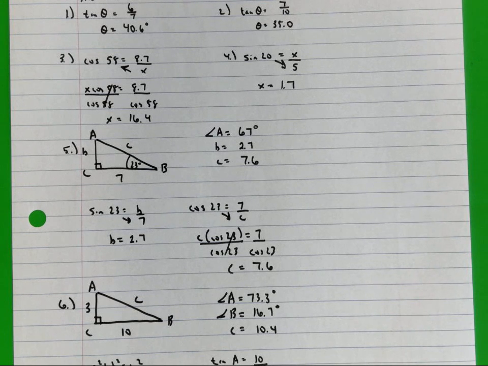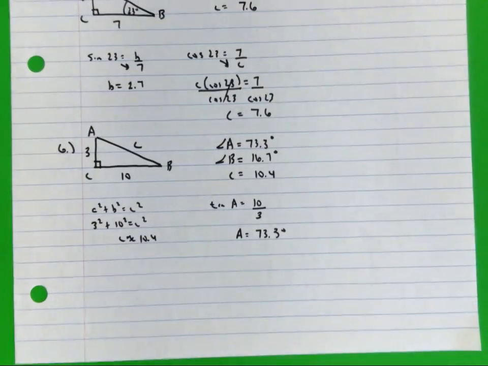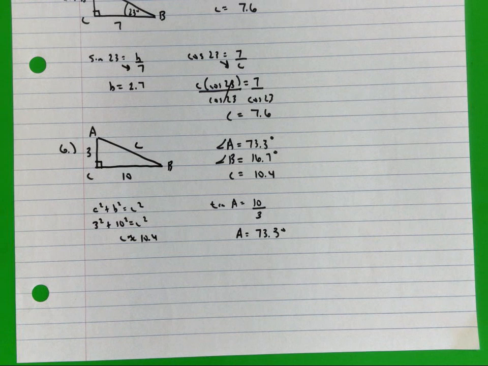No, we got just the plain number 3? Okay, then I might have made a mistake. We'll go with that. Y'all got 3. I got 16.4. Okay, hold on now. Oh, we talk about number 5 right here. It should be close to 3. C, do y'all agree with 7.6? Okay. Number 6. Did y'all get 73.3 for angle A? Angle B 16.7, side C 10.4.